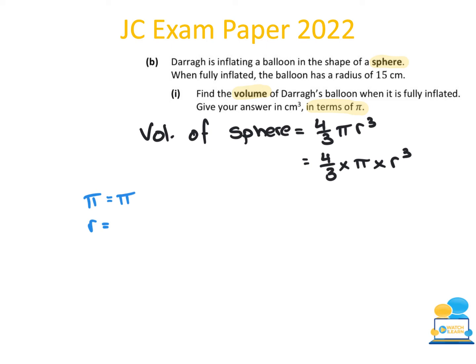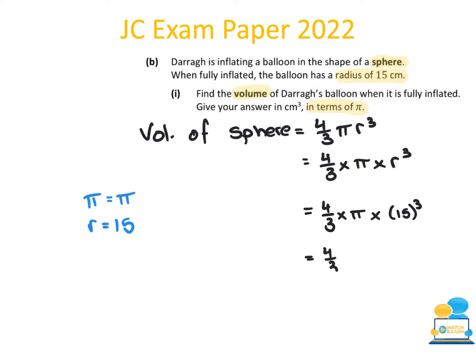The question also told me that when the balloon is fully inflated, that it will have a radius of 15 centimetres. So the radius of my sphere is equals to 15 centimetres. Now I can input those values into my formula. So it's 4 over 3 multiplied by pi, which we're going to ignore because we want to give our answer in terms of pi, multiplied by 15 to the power of 3. So again, you can use your calculator there to work out what 15 to the power of 3 is.